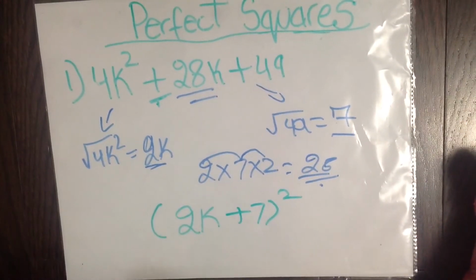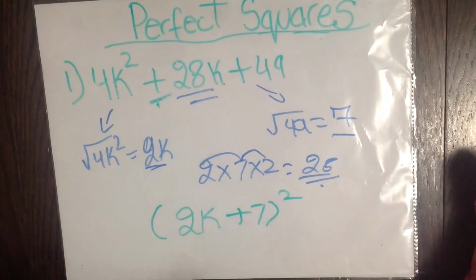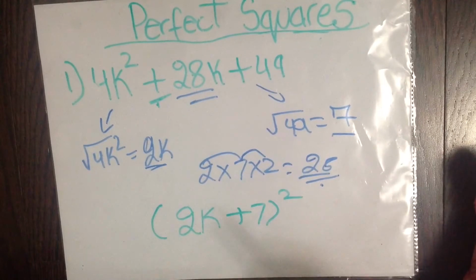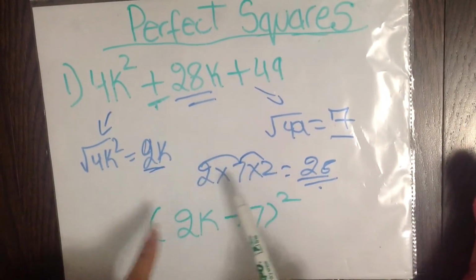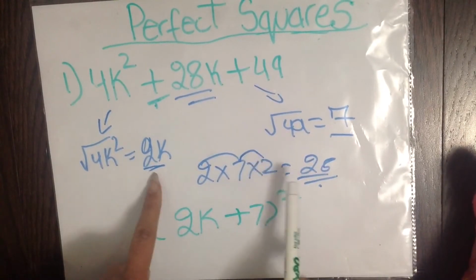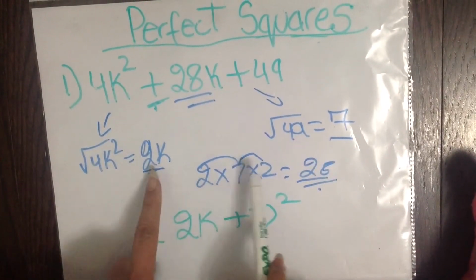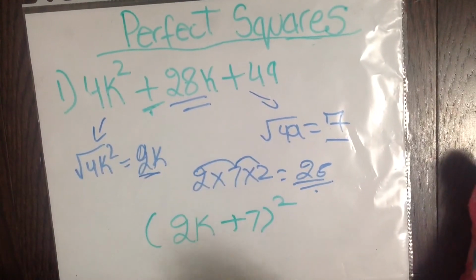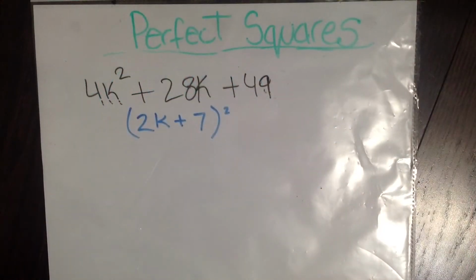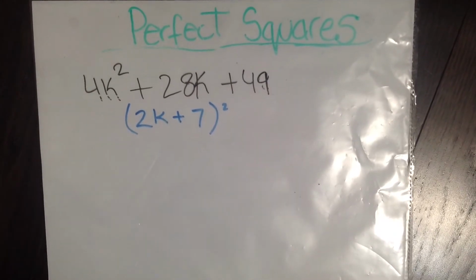Now the reason why you do not have two brackets is because perfect square means that there are two of these, and there are two of these because we just checked that if you do 2 times 7 times 2, it gives you the middle number. And we can also check this. To check your answer, you can expand and simplify these brackets.